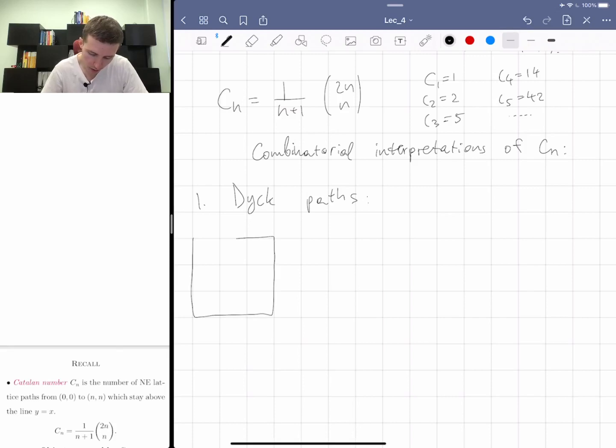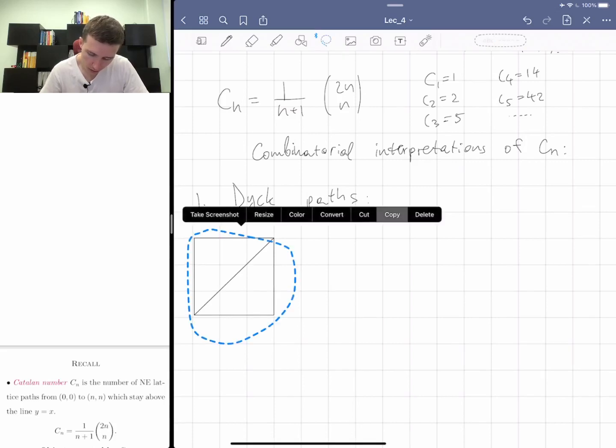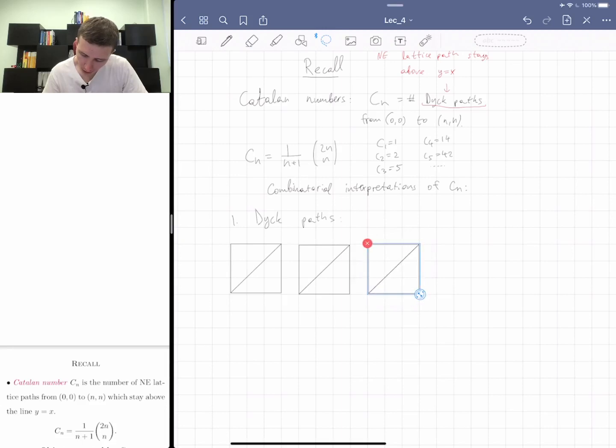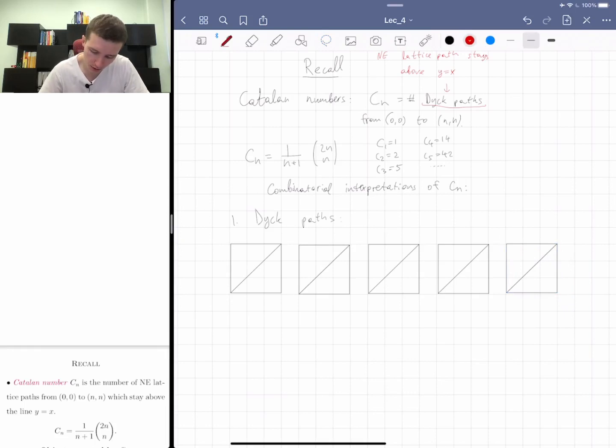You take an n by n square, you draw the diagonal, and I'll just try to do this 5 times. Because at the end, you're going to look at all these collections of objects, and you're going to see that they look completely unrelated to each other. The first one is Dyck paths. 1, 2, 3, 4, 5.